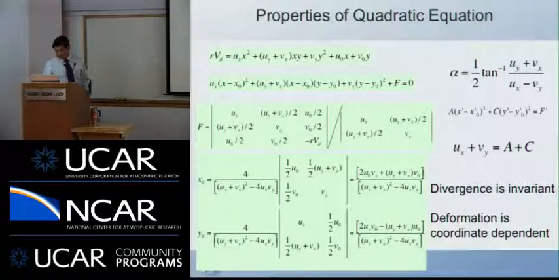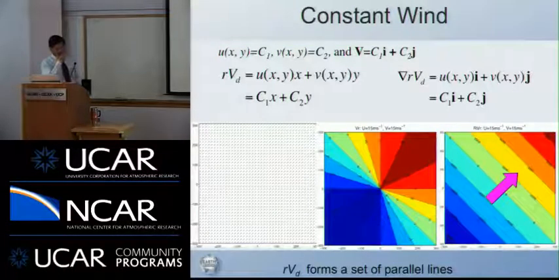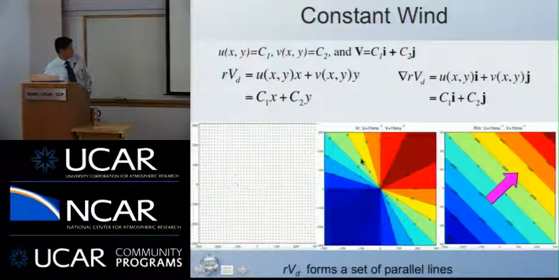So I'll give you several examples of the R times VD versus Doppler velocity. So we have seen this. Constant wind field. This is the Doppler velocity. This is R times VD. This factor means the gradient of the R times VD represents the wind vector.